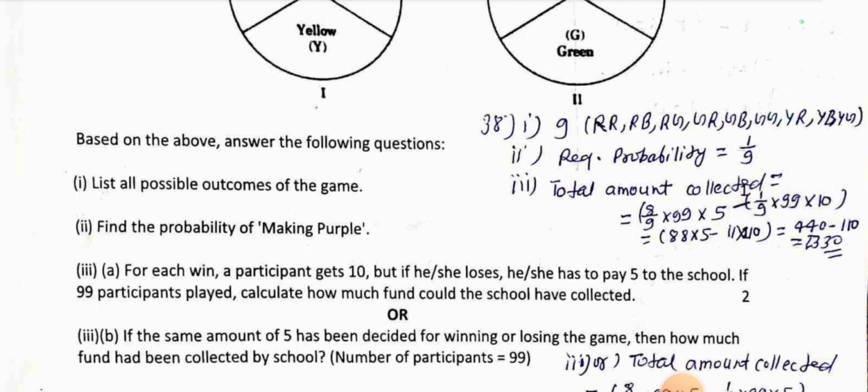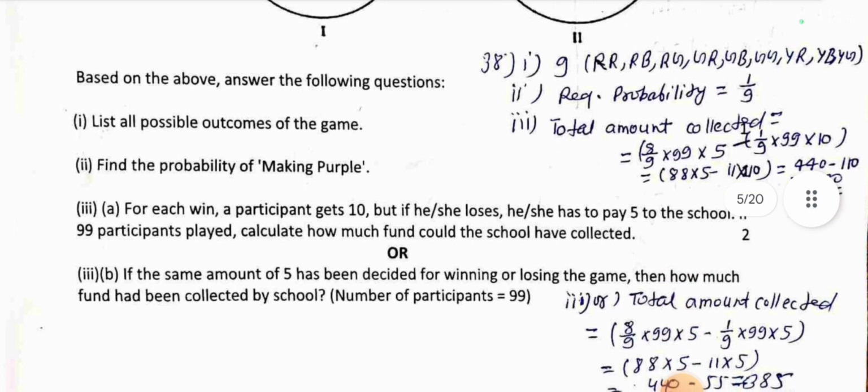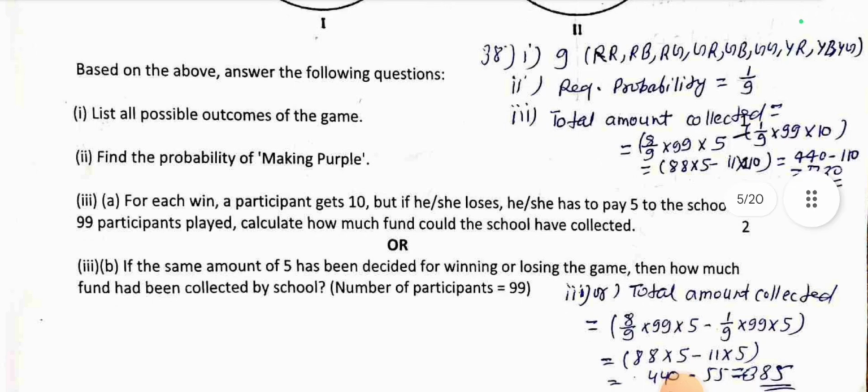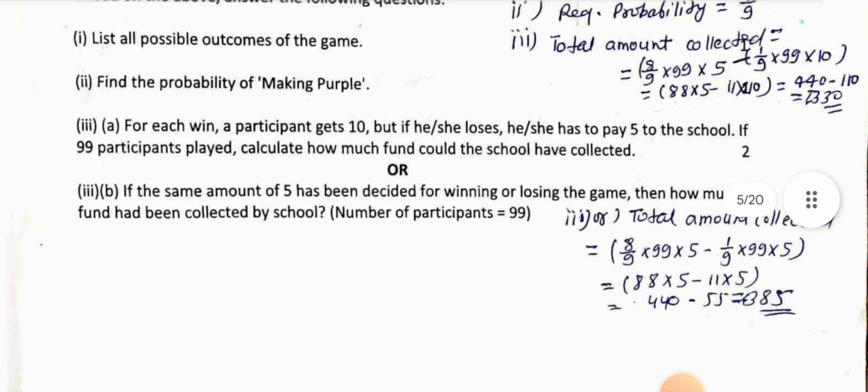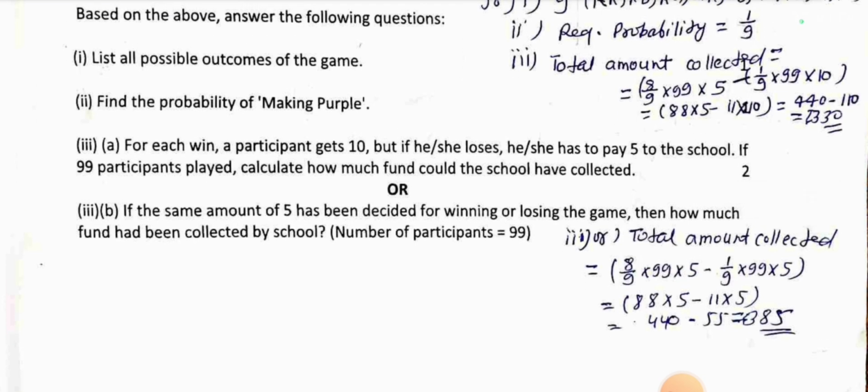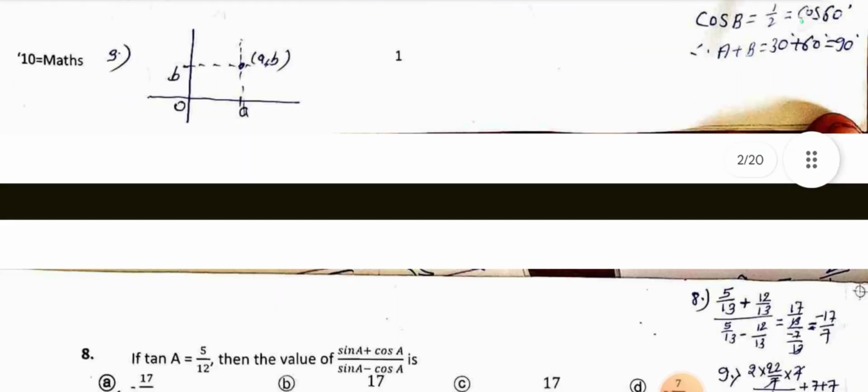Question third, for each win a participant gets 10 rupees, and if they lose the game, they need to pay 5 rupees to the school. Total probability of winning is 1 by 9 and the total participants given are 99. 1 by 9 of 99 is 11. So a total of 11 students win the game, which means 11 into 10, 110 rupees.